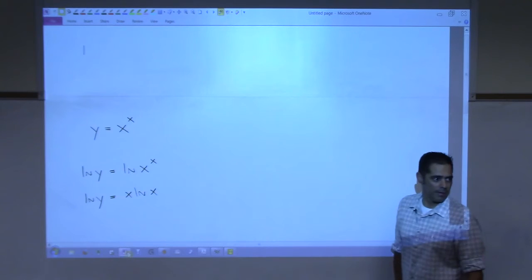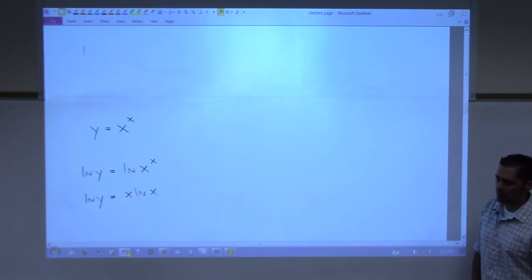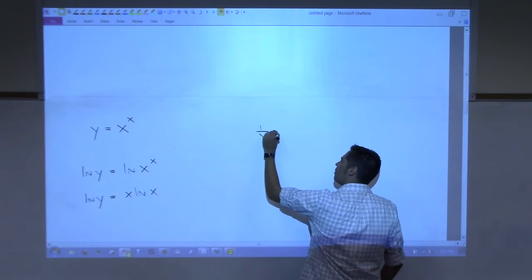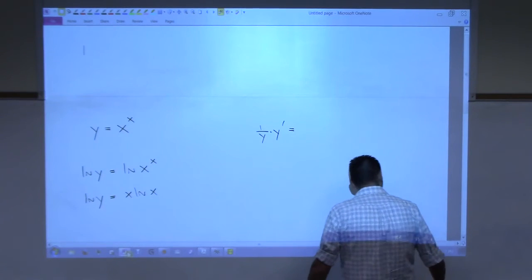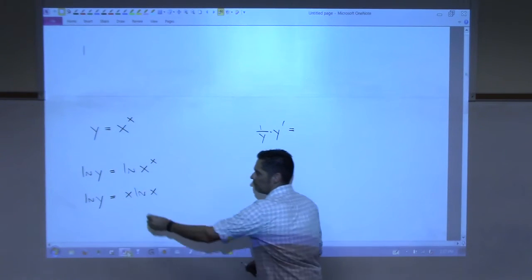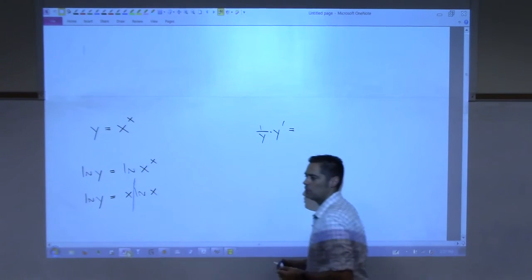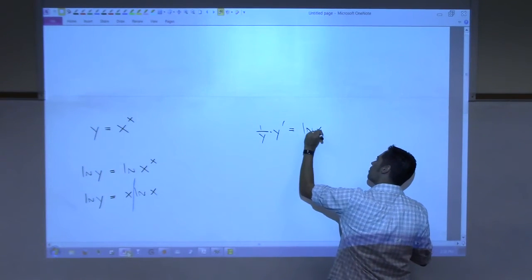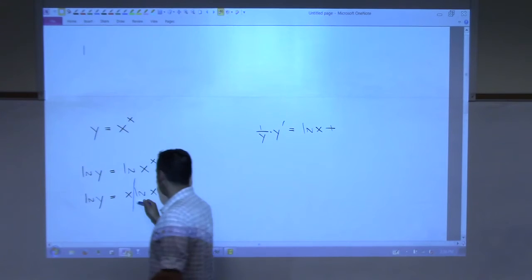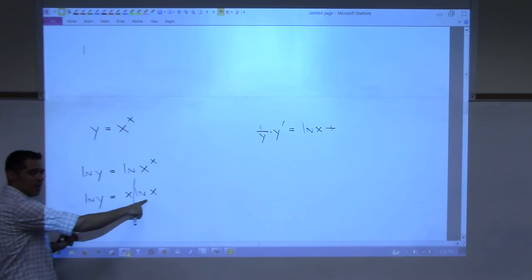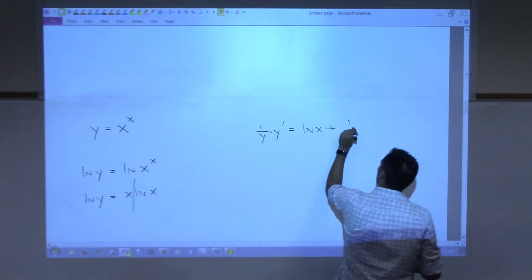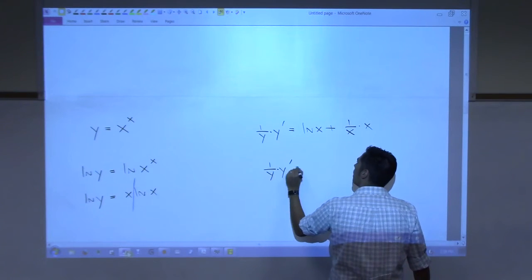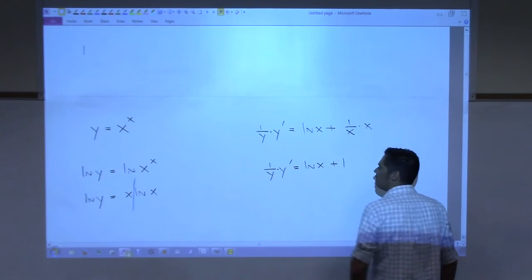And now I'm going to take the derivative of both sides, implicitly with respect to x. So what's the derivative of the left side? 1 over y times y prime. It'll always be that. And on the right side, very carefully, product rule. Derivative of x is 1 times ln x, so you get ln x plus the derivative of ln x, 1 over x, times x, which is just 1. So you get 1 over y times y prime equals ln x plus 1.